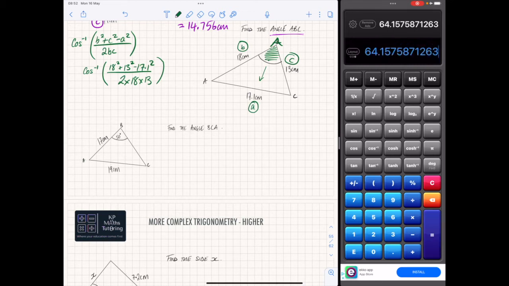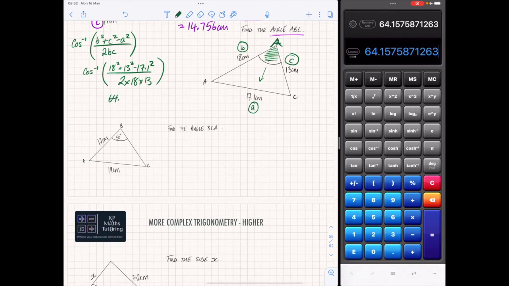So if I press equals there, I get 64.157587, and this is in degrees. So I can call that 64.2 degrees, or if it said to the nearest degree, it would be 64 degrees. Okay, so that's how you answer a cosine rule question when you're being asked to find the angle and not the side.